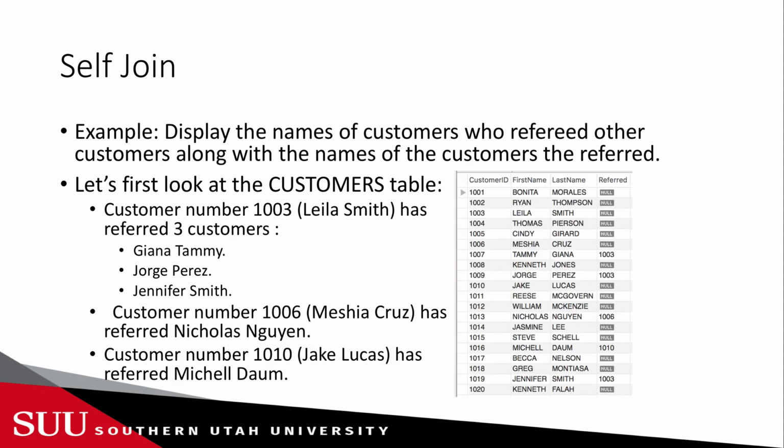If I look at the table, I'll see that this customer called Lilia Smith has referred 3 customers, and this customer called Misha referred 1 customer, and Jake referred 1 customer. So I should see Lilia Smith paired with those 3 customers, and I should see Misha paired with Nicholas, and then Jake is paired with the last customer right here. So let's try to do this.